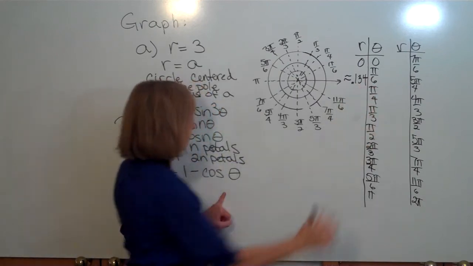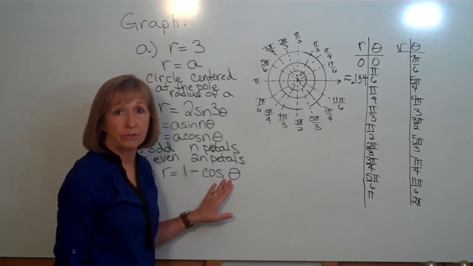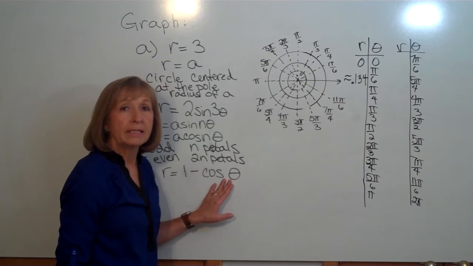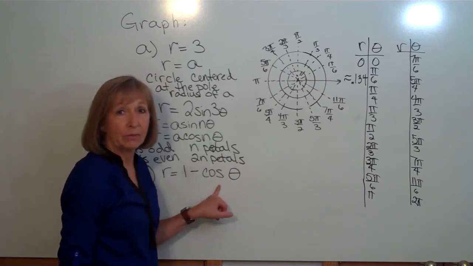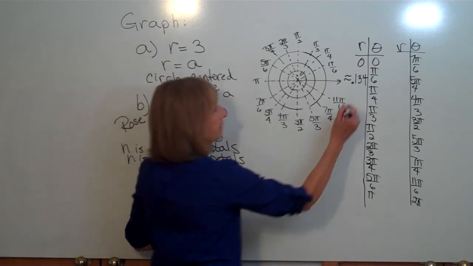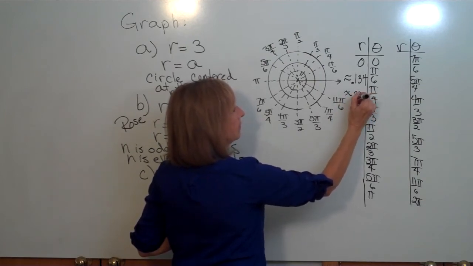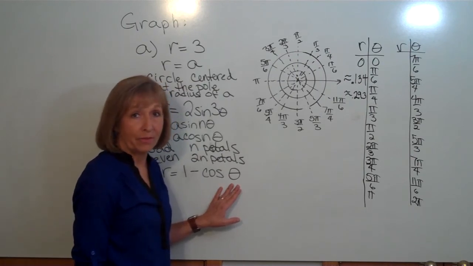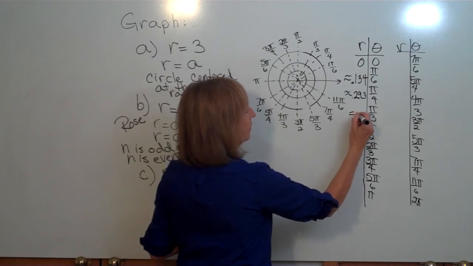Then for pi over 4, the cosine of pi over 4 is the square root of 2 over 2. Well, the square root of 2 over 2 is about 0.707. So when I take 1 and subtract 0.707, it's 0.293. Pi over 3. Well, the cosine of pi over 3 is a half, and 1 minus a half is a half. So that's equal to 0.5.